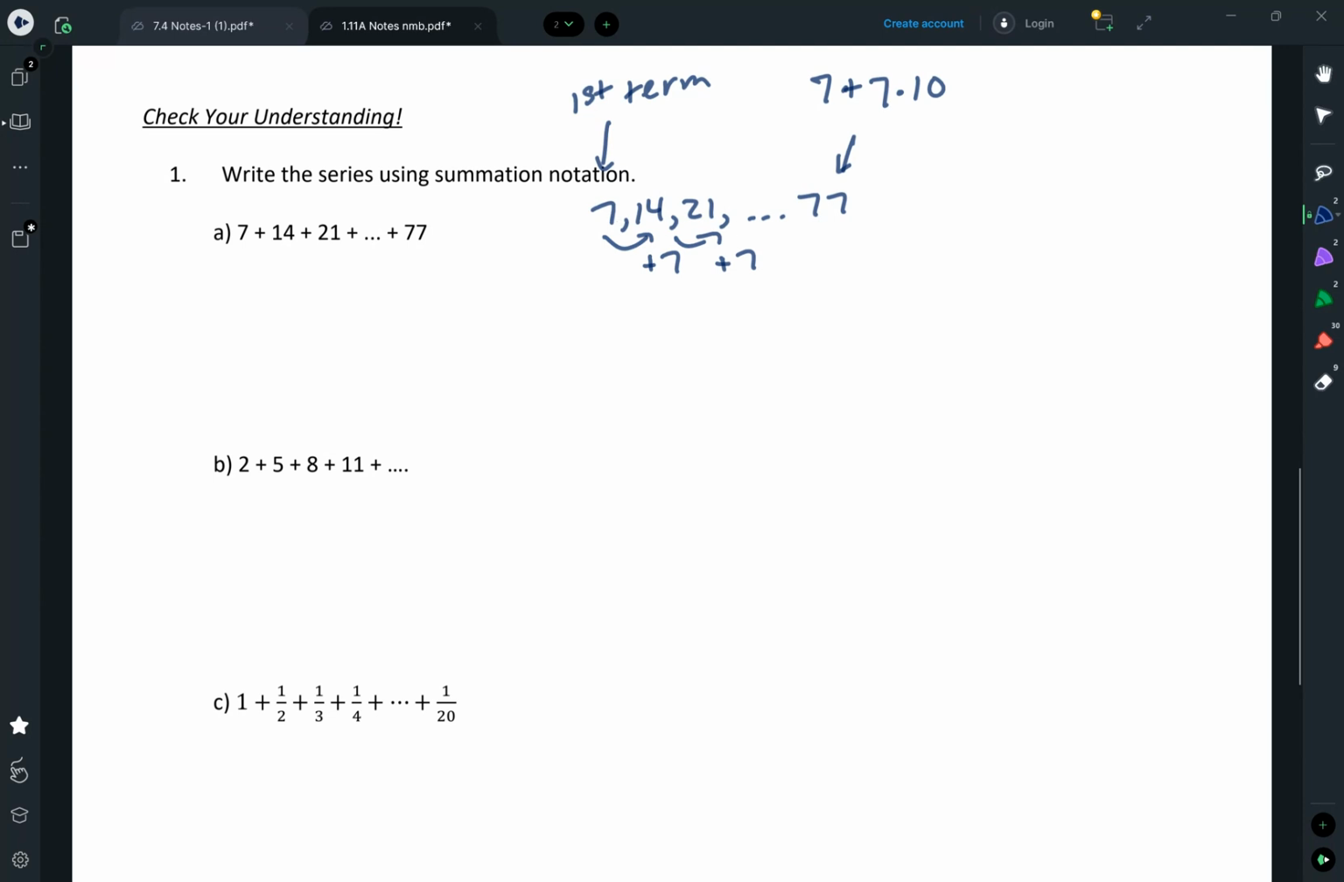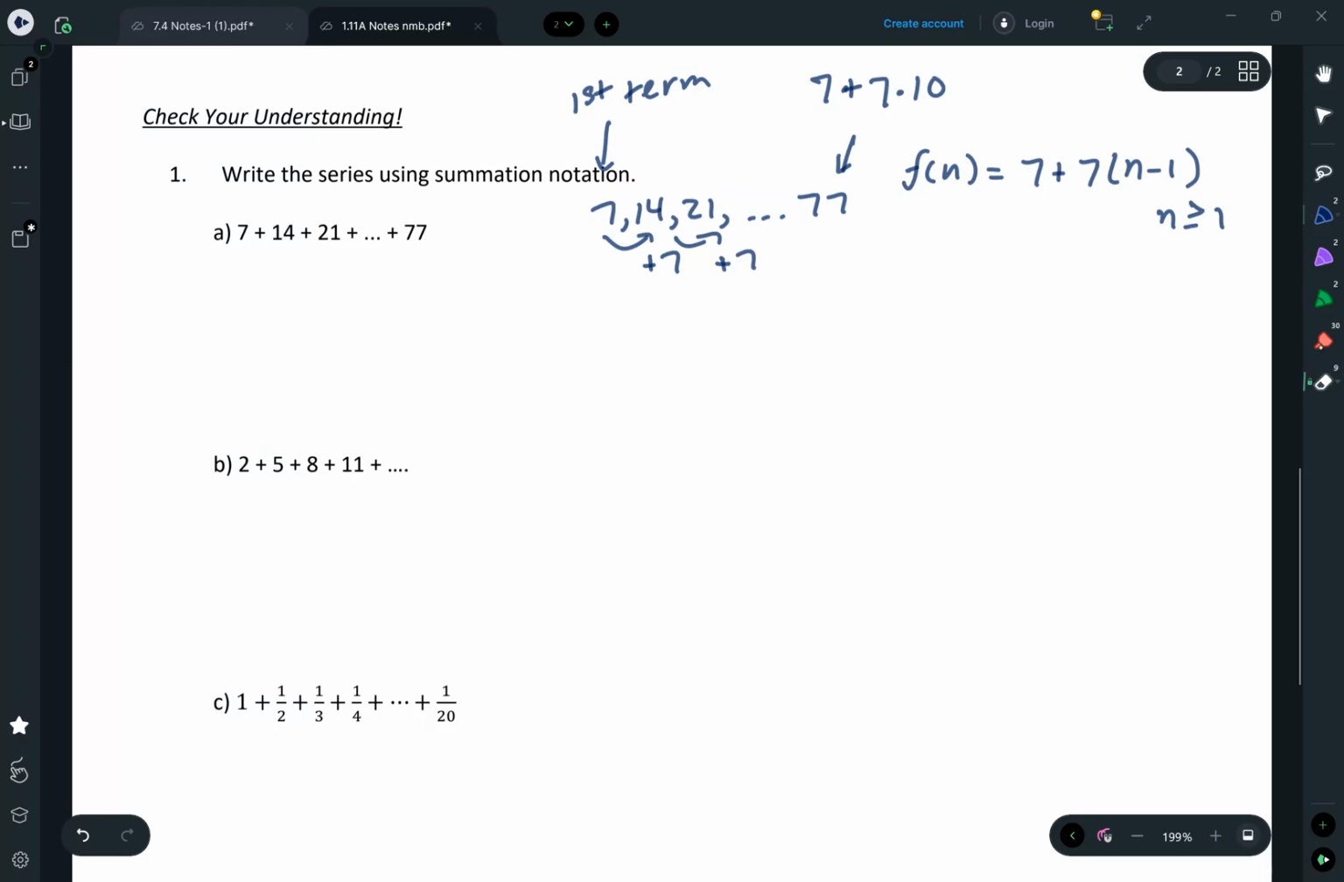Right? And I'm starting with 7. So that number is 7 plus 7 times 10. That's part of what I've got to do here. And maybe I'm getting ahead of myself. Maybe we should worry about that later. So what I need to do here is I need to think about how this is f of n equals 7 plus 7 times n minus 1. That's the thing I need to think about. And I need to take this and translate that to sigma or summation notation.